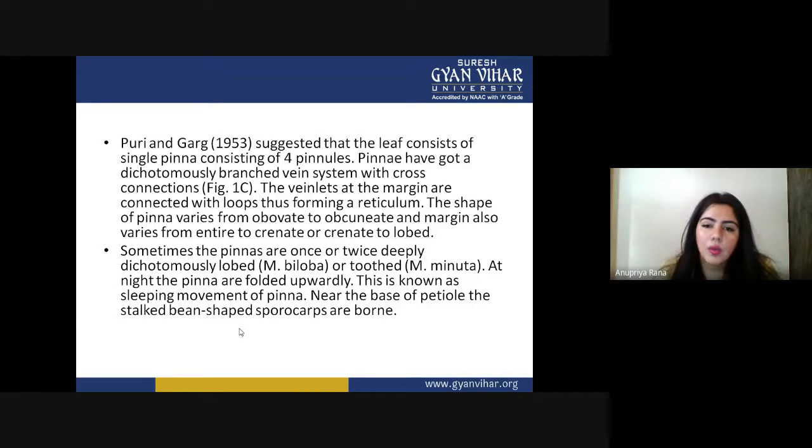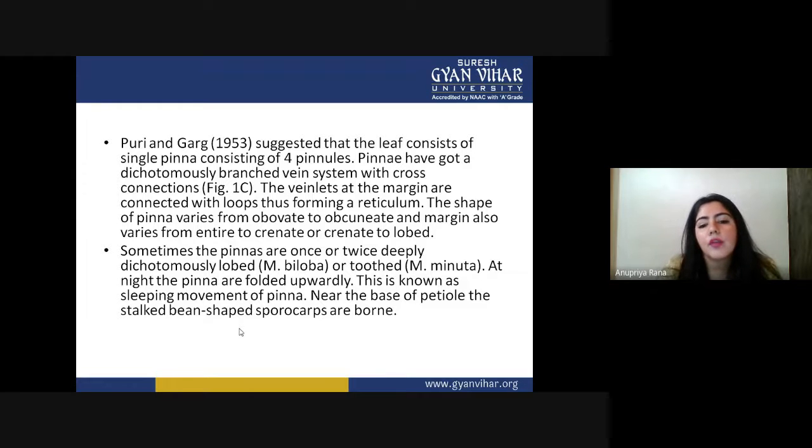Sometimes the pinna are once or twice deeply dichotomously lobed. A two-toed pinna means one overlapping situation with two. In Marsilea minuta, this kind of situation has been seen.